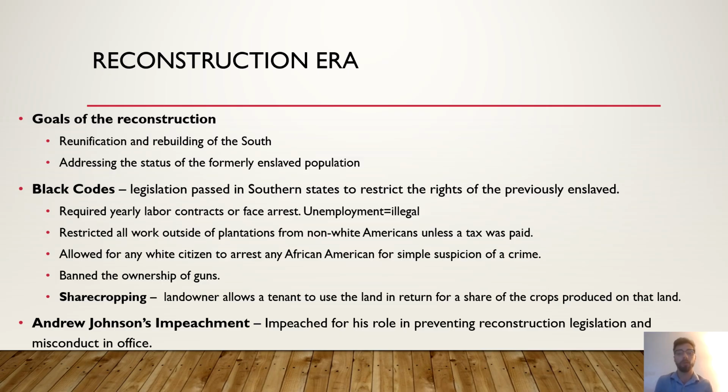A lot of these black codes required yearly labor contracts, and if you did not have a yearly labor contract, you were facing arrest. If you did not have direct employment, you were viewed as an illegal individual in the United States. We see also restricted work outside of plantations for white Americans unless a tax was paid. Restricted all work outside of plantations for non-white Americans.